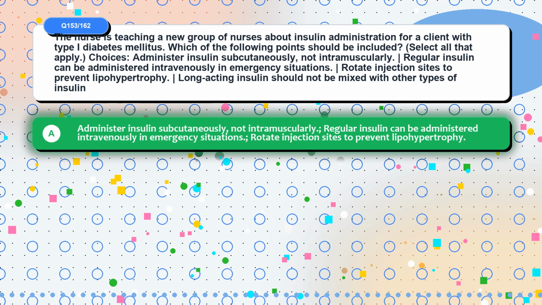The correct answer is option A. Administer insulin subcutaneously, not intramuscularly. Regular insulin can be administered intravenously in emergency situations. Rotate injection sites to prevent lipohypertrophy.